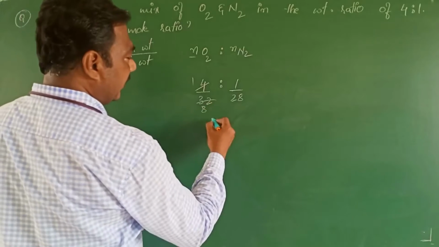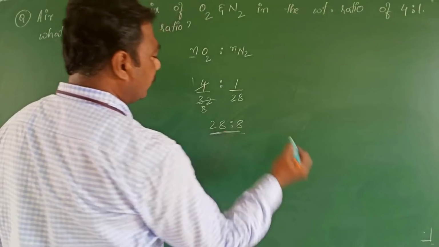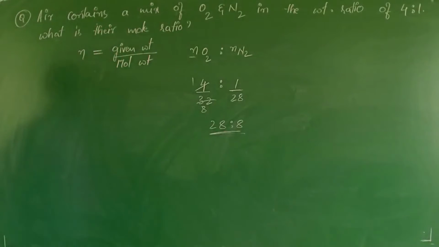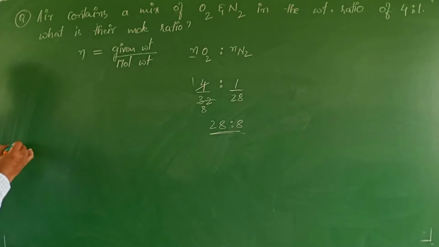Therefore, it is again 8. Therefore, what is their mole ratio? 28 is to 8. If you want to simplify further, you can simplify. Okay, students? Right. Now, we will take the next question.